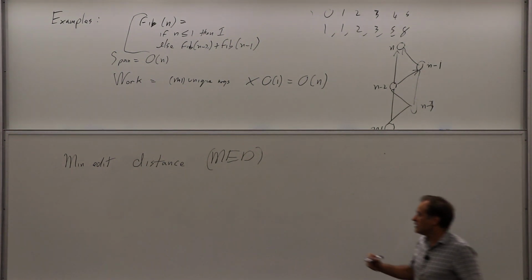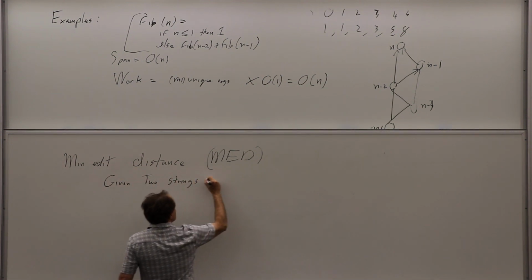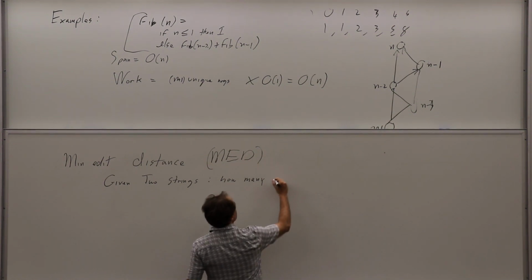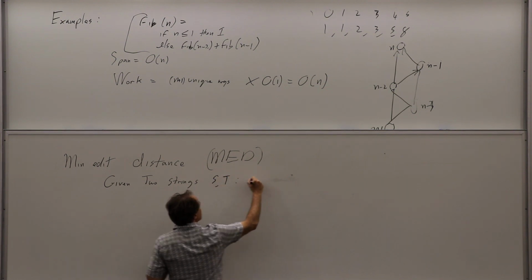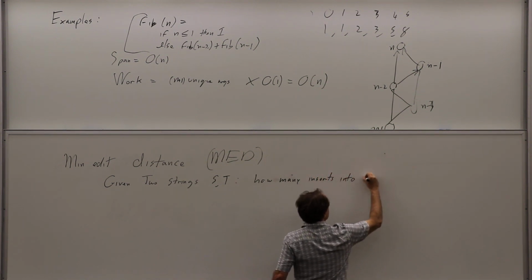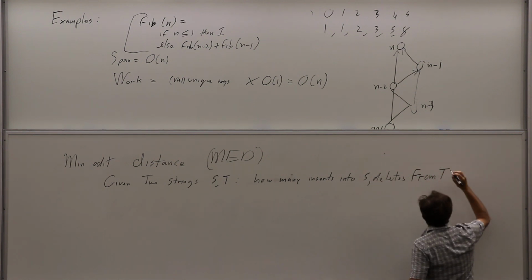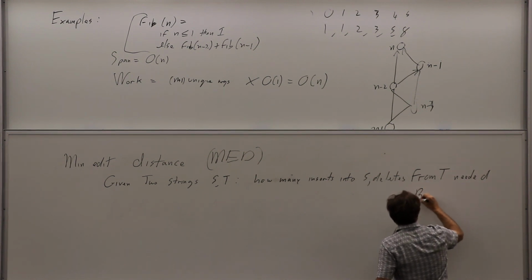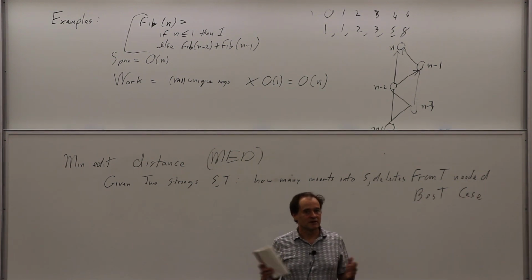Okay, so we're given two strings. How many inserts? Let me call these S and T. So we're looking for the best case. We want to know the minimum number of insertions and deletions. Okay, how many of you have seen this problem before? Okay, most of you. Good.